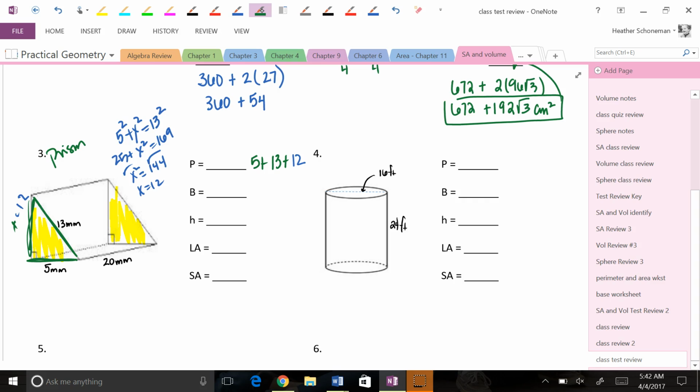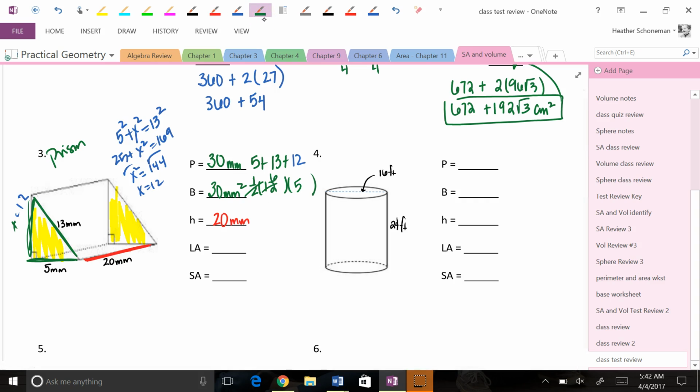Okay, so now we add it together. So the grand total is 30 millimeters. Area is 1/2 base times height. In the right triangle, the base and the height are the two sides that form the right angle, so that'd be 12 and 5. That'll be 30 millimeters squared. The height of the prism is the distance between the two bases, which is 20 millimeters.